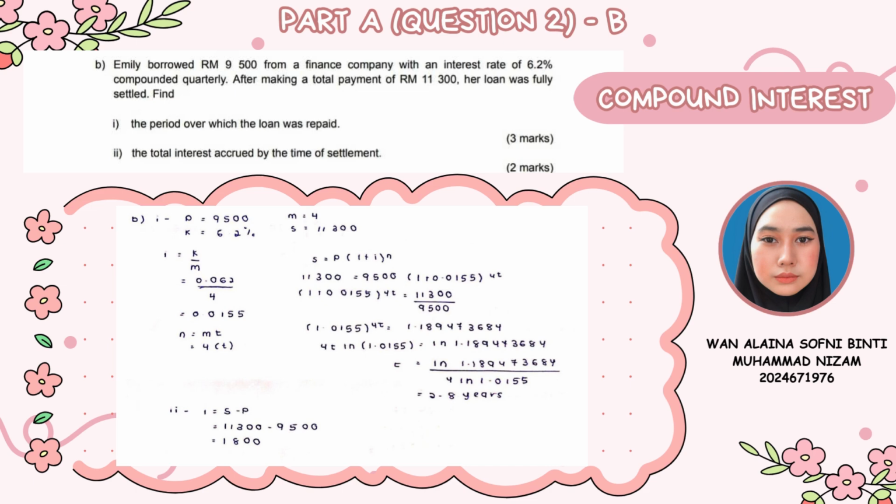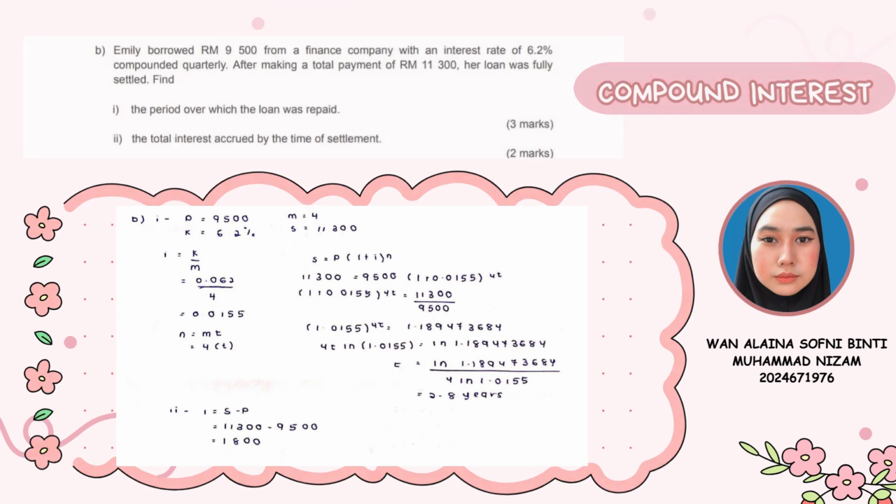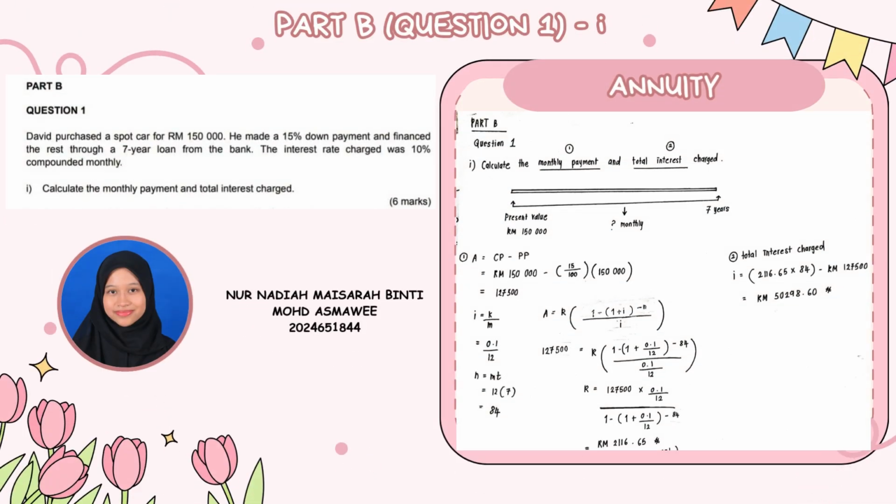The question 2 talks about the total interest incurred by the time of settlement. In this question, we need to use the other formula, which is I equals S minus P. I is for interest. So I equals 11,300 minus 9,500, and the answer is 1,800 ringgit.